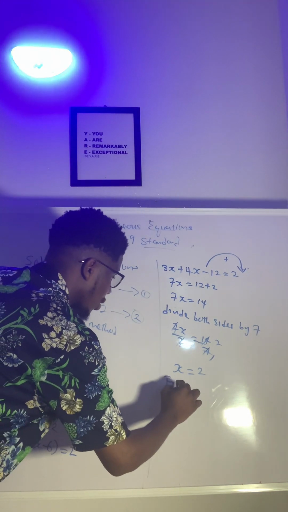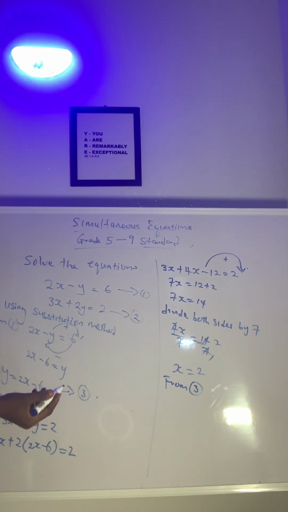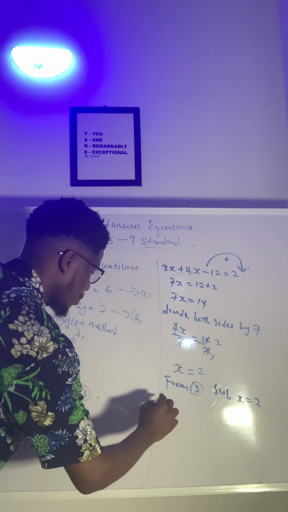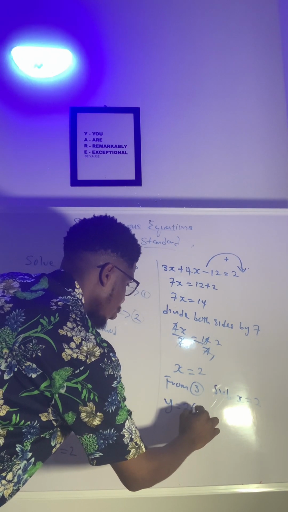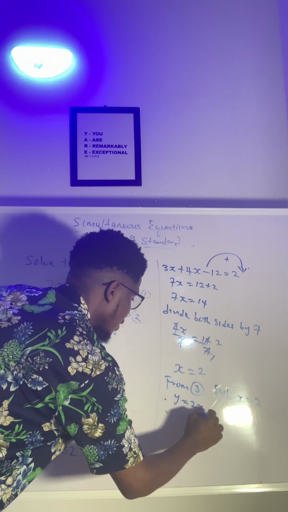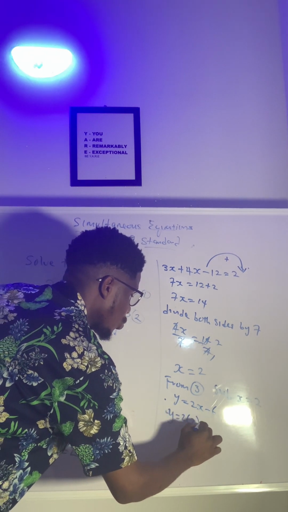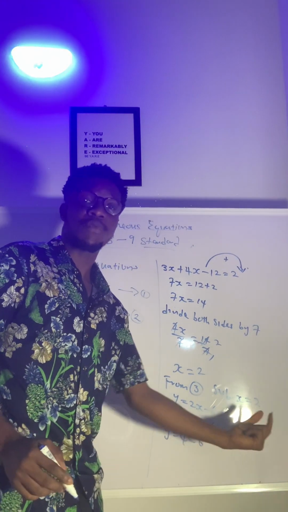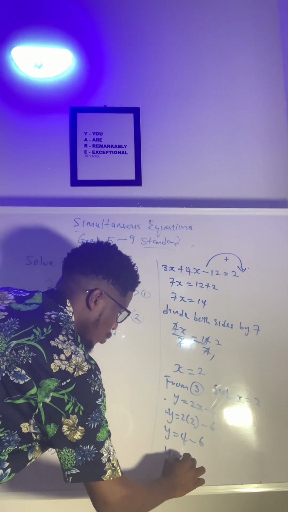So I can say from equation 3, x is equal to 2. So that gives me y will be equal to 2 into 2, because x is 2. Let me just write it in full. So y is equal to 2x minus 6. Because x is 2, y will be equal to 2 into 2 minus 6. So y will be equal to 4 minus 6. When a smaller number is subtracted from a bigger number, it becomes a negative value. So that gives me y will be equal to negative 2.